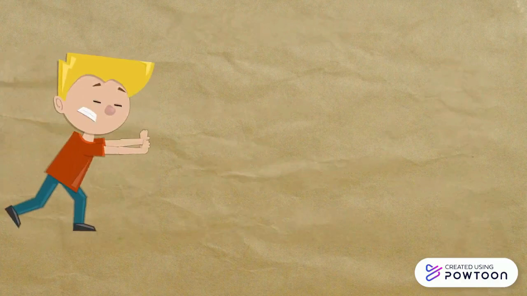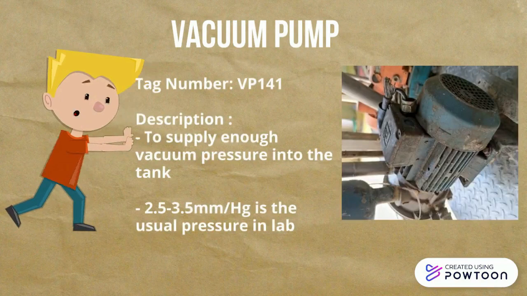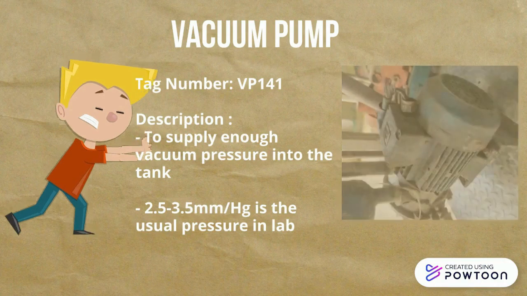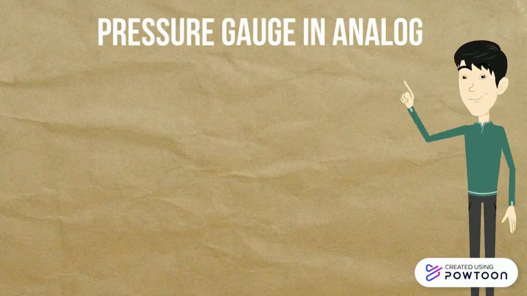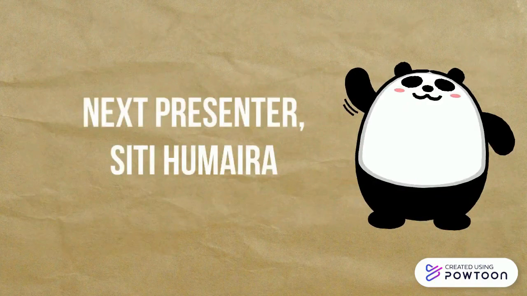The next pump is the vacuum pump. It functions to supply enough vacuum pressure into the tank. Around 2.5 to 3.5 mmHg is the usual pressure in the lab. The last equipment is the pressure gauge in analog. It functions to measure the pressure value in the tank. The usual pressure used in the lab is around 60 to 90 mmHg. Next presenter, Siti Humaira.